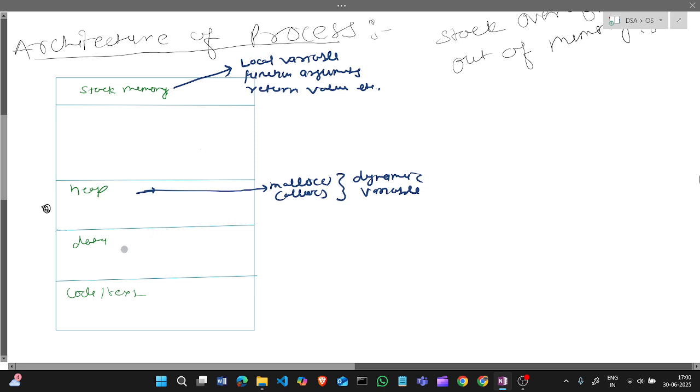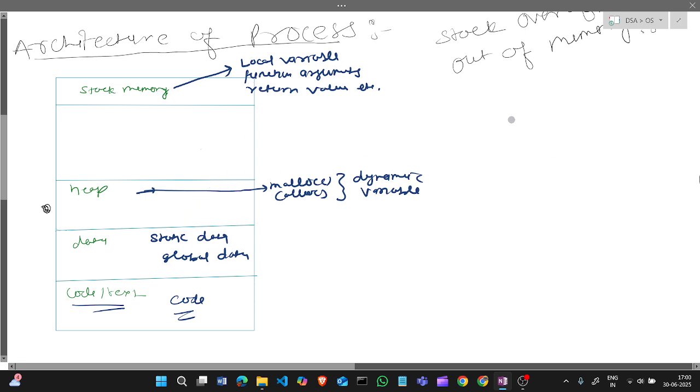And the data segment stores the static data and global variables, global data. And this stores the code, compiled code. So let's see, this is the process architecture.